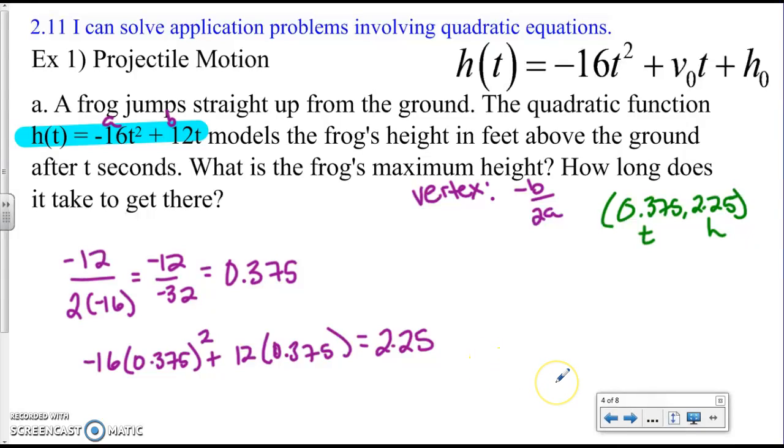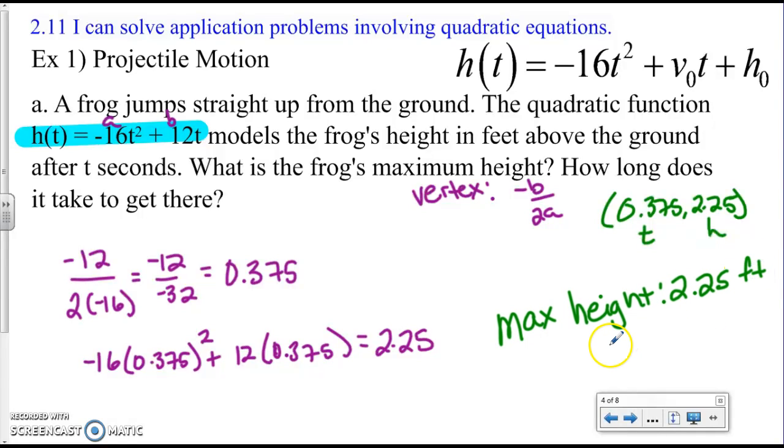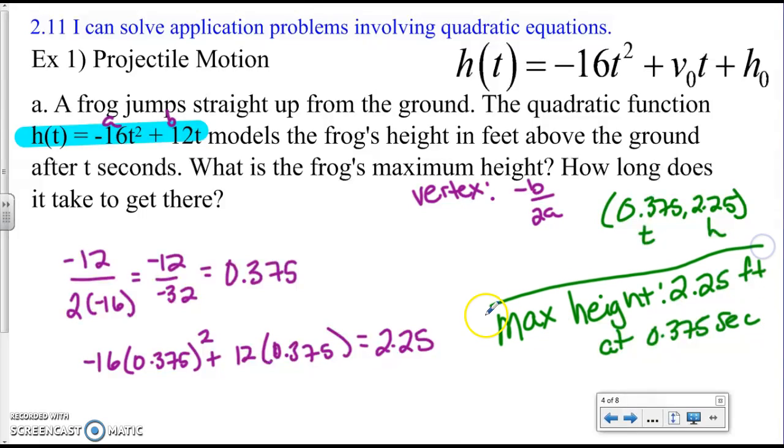To answer the question, what is the frog's maximum height and how long does it take to get there? The max height is 2.25 feet, and that is at 0.375 seconds. This is your final answer for the first part of that problem.